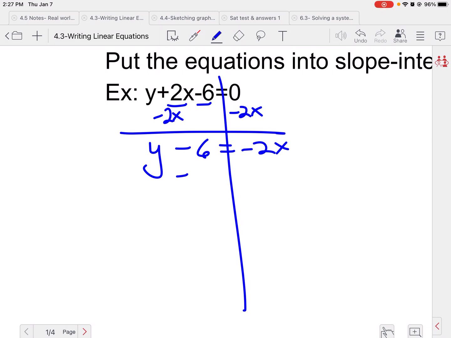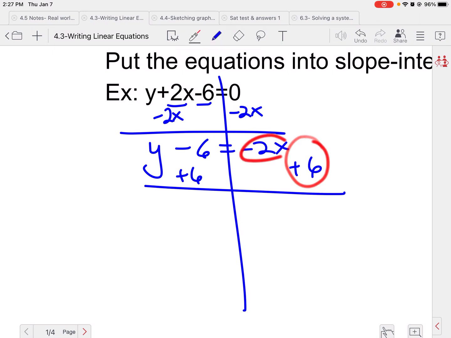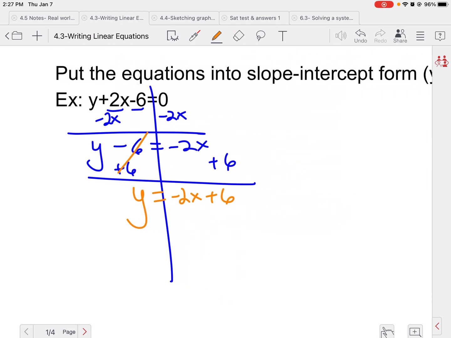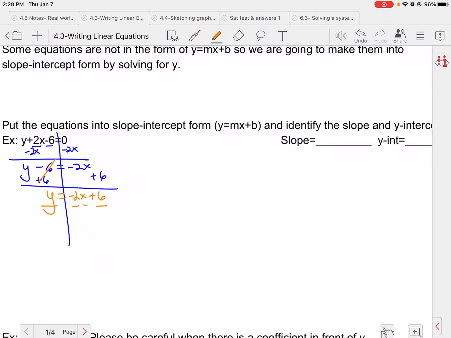And then I'm going to get rid of the 6 by adding 6 to both sides. Now, if you notice here, I kind of put the 6 off to the side, and that's because 6 and 2x are not like terms. I can't combine them. So this cancels, so I'm left with y equals negative 2x plus 6. Okay, because again, these are not like terms, so I cannot combine them. So now this is in the form of y equals mx plus b. And we're identifying the slope and y-intercept. Well, the slope is the number in front of x when it's got y by itself. So the slope is negative 2, and the y-intercept is 6.